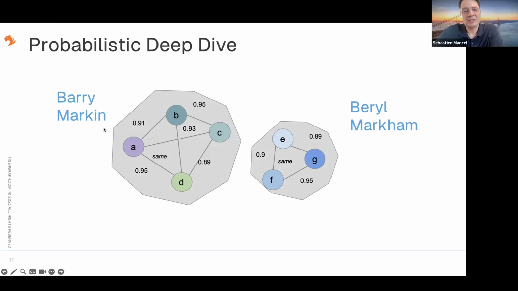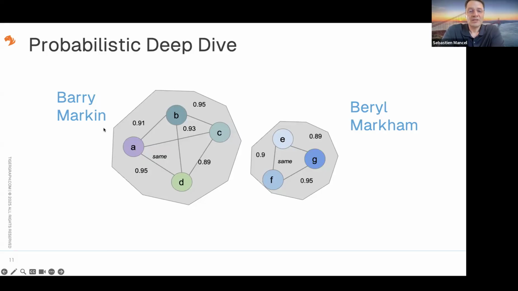Okay, now that we've taken those similarity scores and started clustering them, patterns emerge. On the left-hand side, we see a group of entities with very high similarity to one another. On the right-hand side, another smaller cluster forms. These clusters represent different individuals.